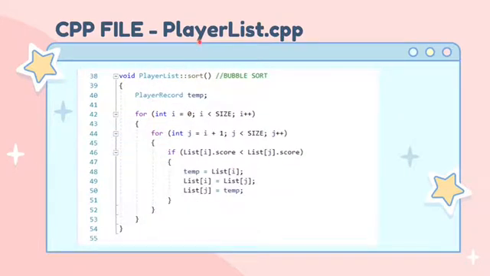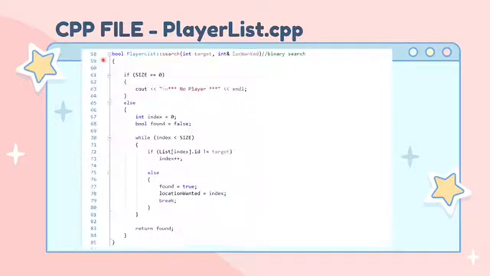Okay, this part of the playerlist.cpp file contains the definition of the sort function used to sort the player's record from the highest score to the lowest score using the bubble sort algorithm. This part is the definition of the search function, where we use a binary search algorithm. This is used when the user enters the player's ID that we want to search.